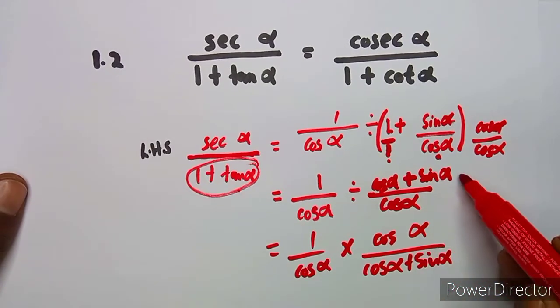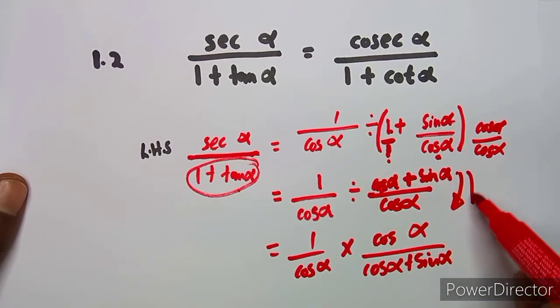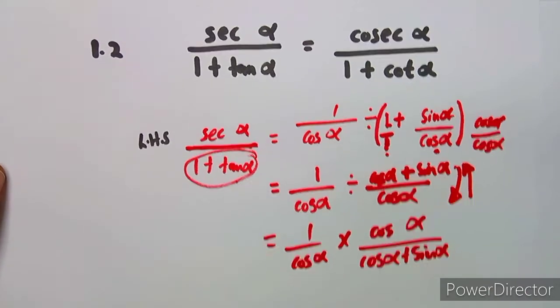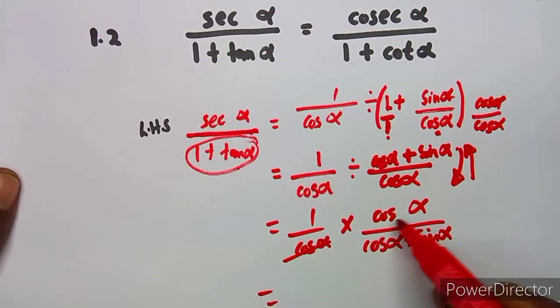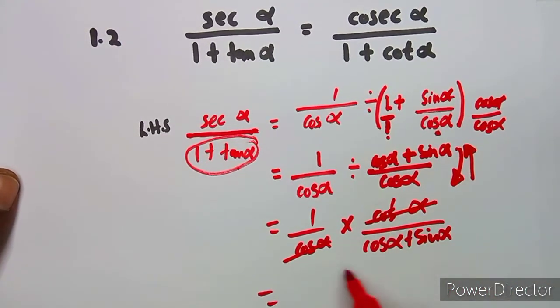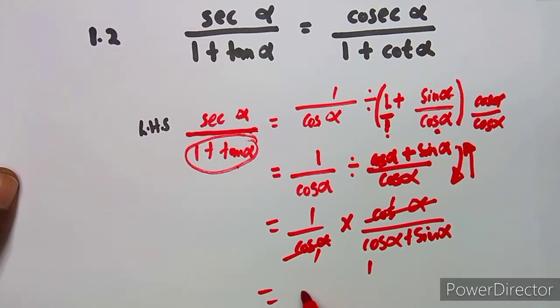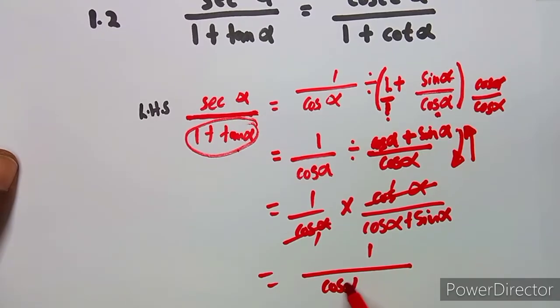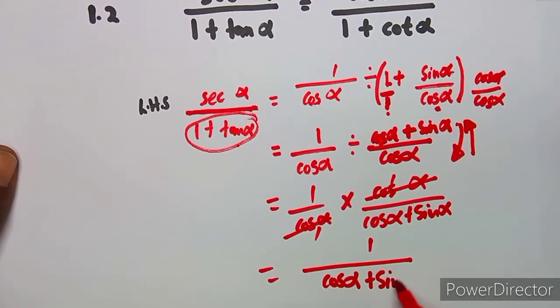Remember, the moment you introduce multiplication, you invert the second fraction. So definitely this can cancel, which means I'm going to be left with 1 over cos alpha plus sine alpha. This is what I'm going to be left with.